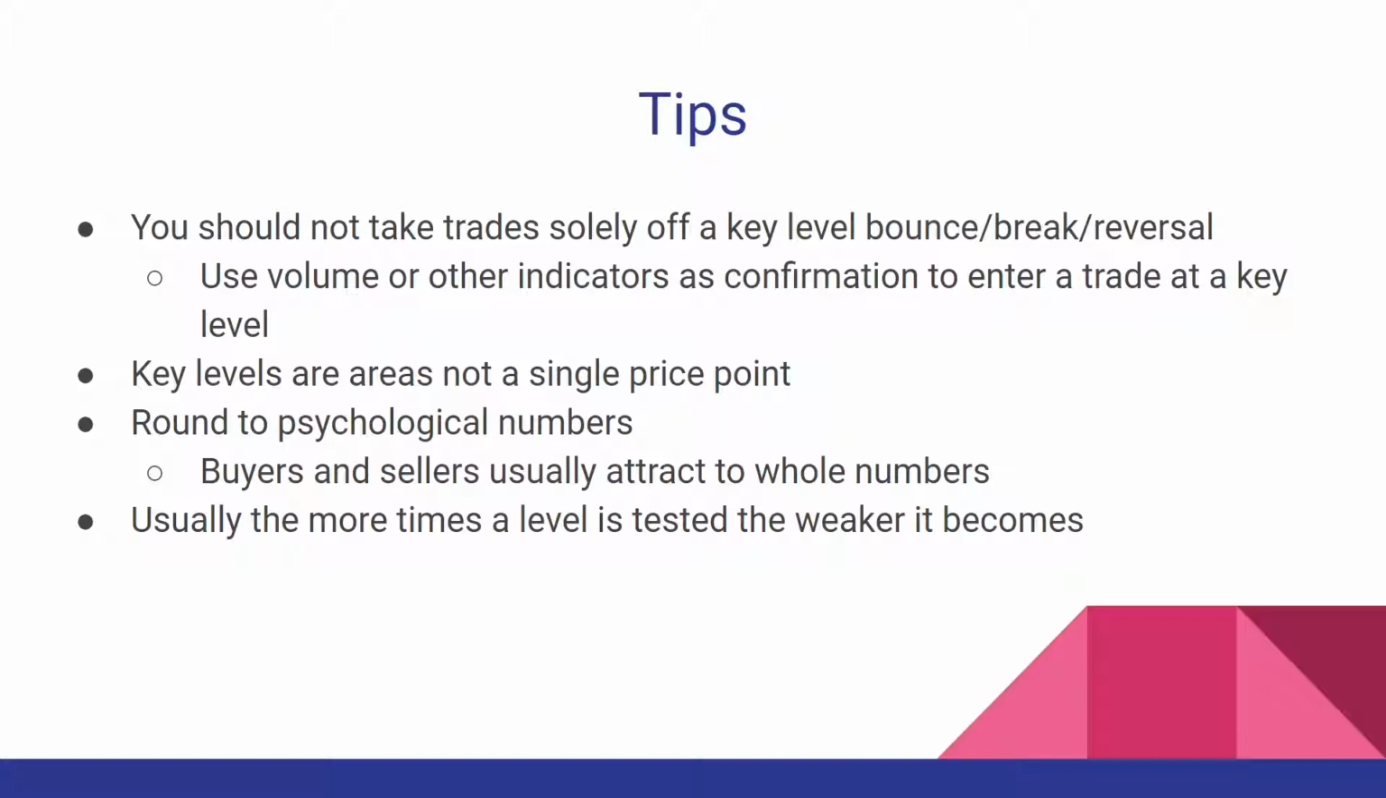The third tip that I want to give you guys is when making a plan around key levels, try and use psychological numbers. Buyers and sellers are usually attracted to psychological numbers or whole numbers. So when I say whole numbers, I'm talking about numbers that are nice and clean. So like 101, 102, 103, they don't have ugly decimals at the end of them. It could also be numbers like 101.25, so quarters, or 101.50, 101.75, numbers like that, not a number like 101.23.